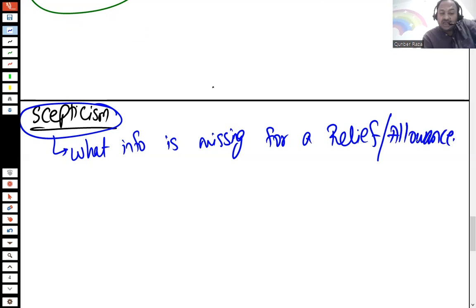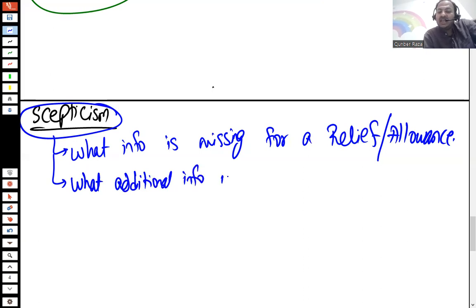Generally, where is skepticism used? Generally skepticism is used in the ATX paper where a set of information is provided, and for example you are asked what additional information is required to make sure of the availability of this relief. So whenever it is written what additional information is required, this is generally part of skepticism. And it's not only on this side, what additional information is required, but what irrelevant information is given, that's also part of skepticism, right?